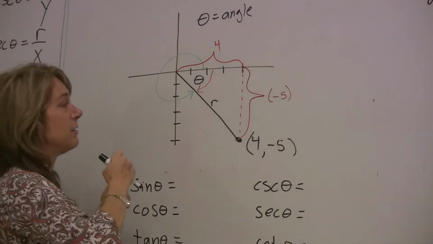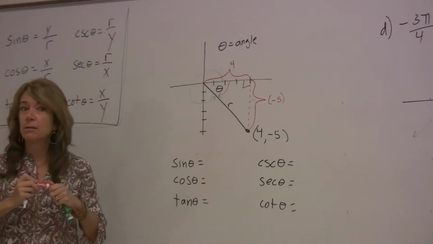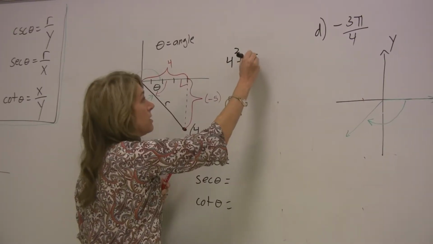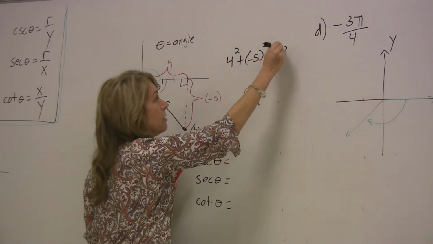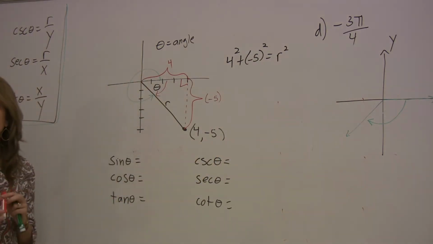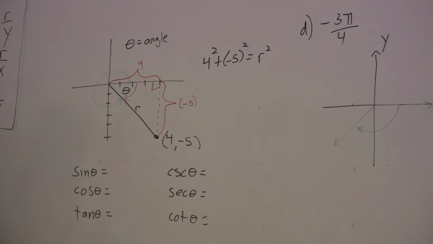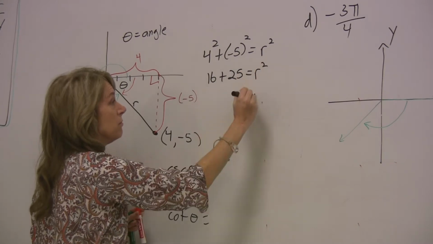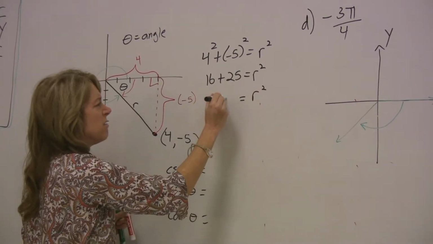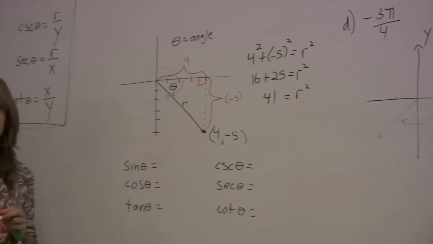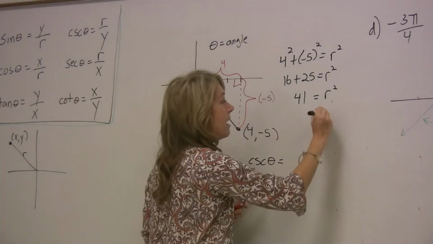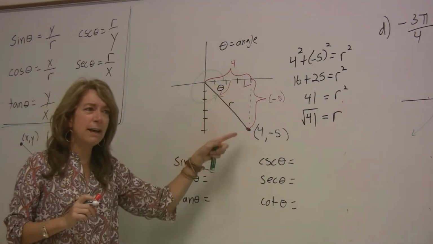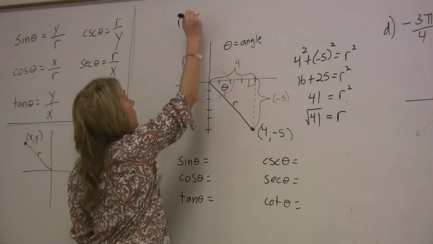So if I have a right triangle right here, and I'm trying to solve for r, Pythagorean theorem's our best friend. 4 squared plus -5 or +5 squared equals r squared. 16 plus 25 equals r squared. 41. So what's r? Square root of 41. By the way, the r value is always positive. Even though the x was positive and the y was negative, r is always positive.